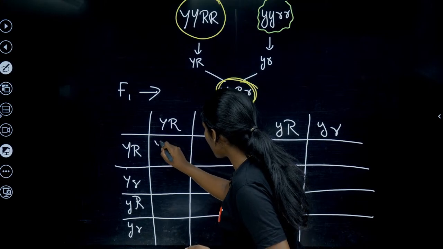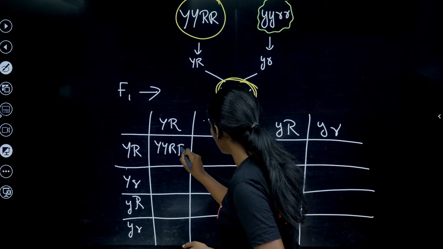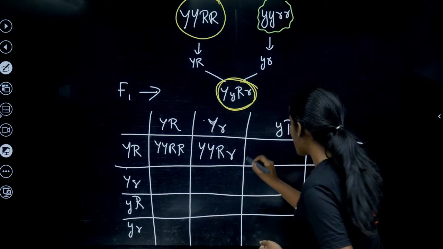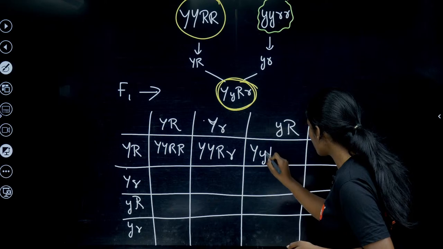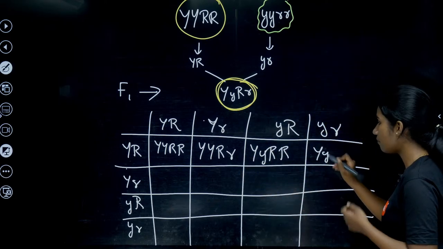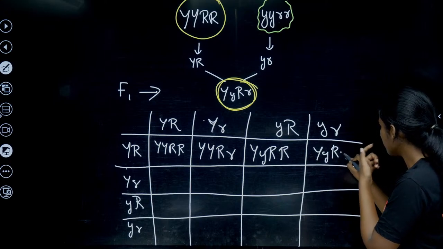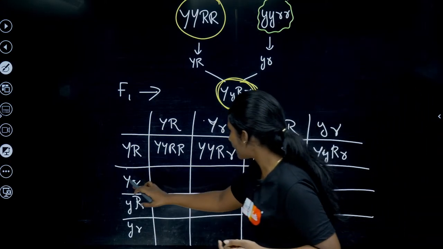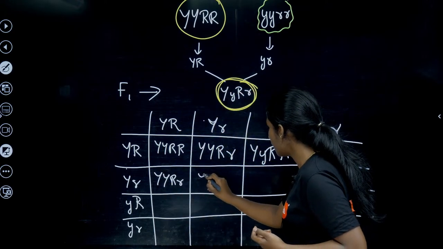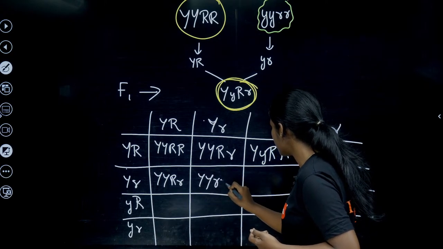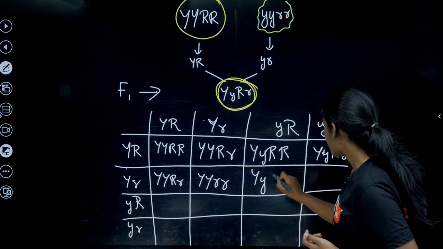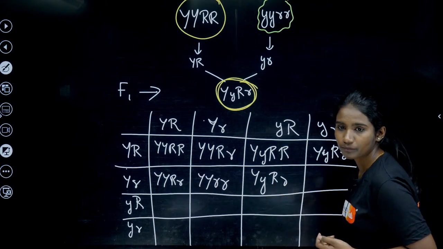So now there is capital Y. Okay. Capital Y, capital R, small r. And now again capital Y, small y, capital R and capital R. When capital Y, small y, and capital R, small r. Okay, again let's cross this. Capital Y, capital R and small. So now capital Y, capital R, small r.